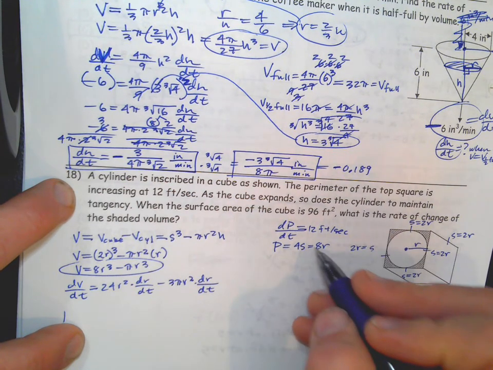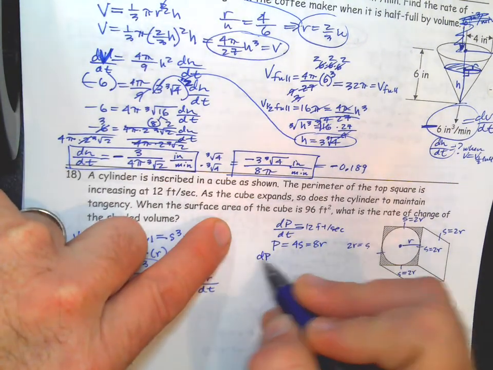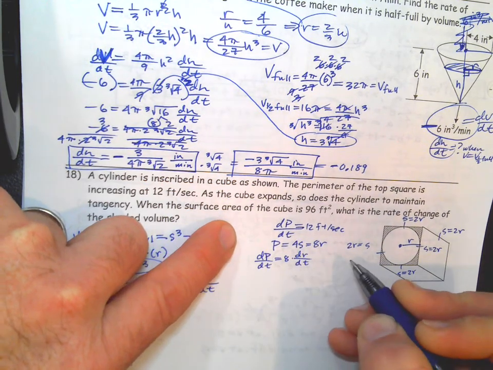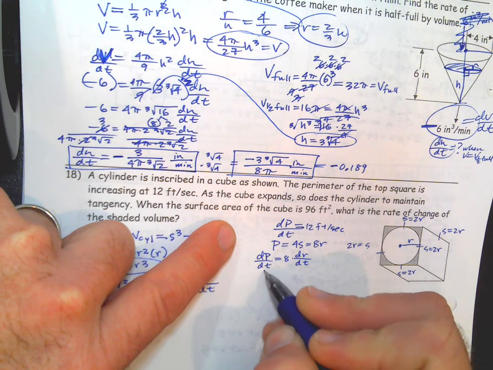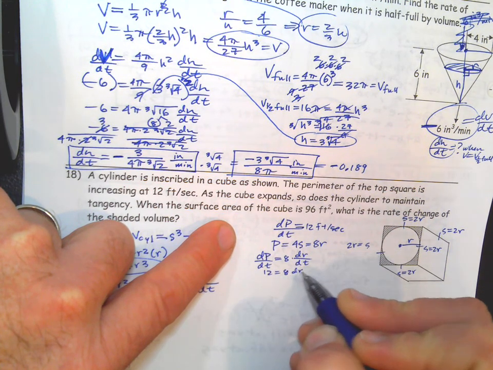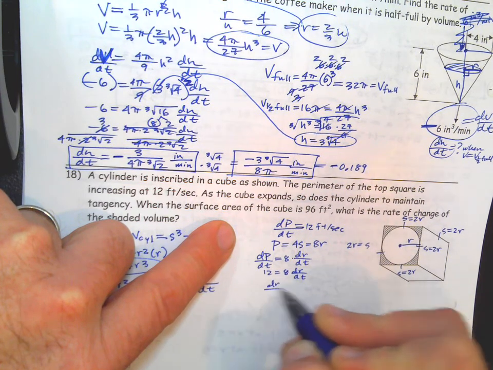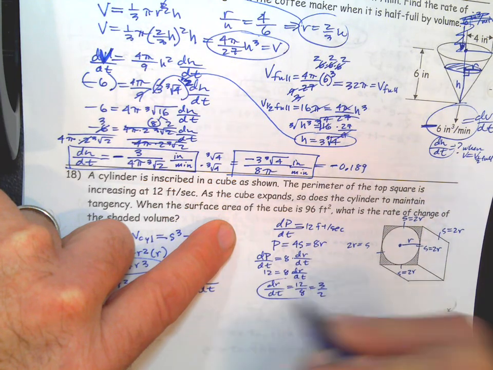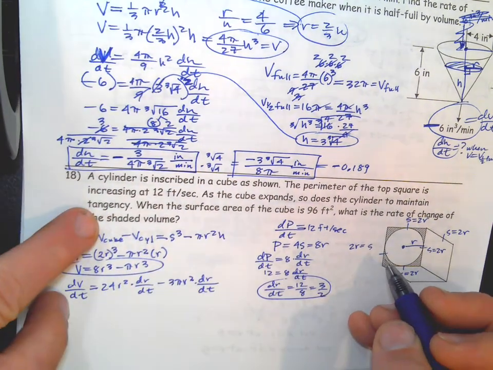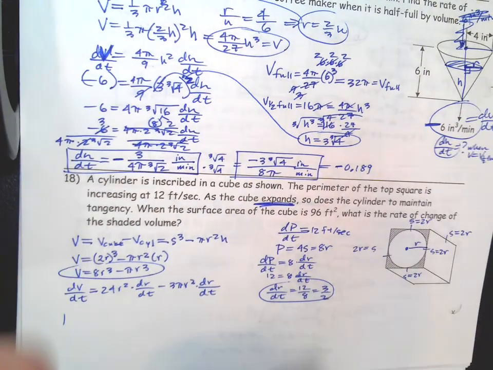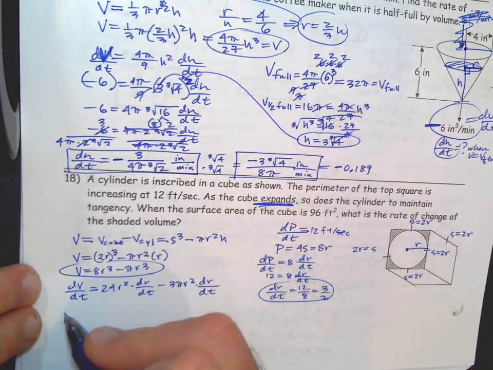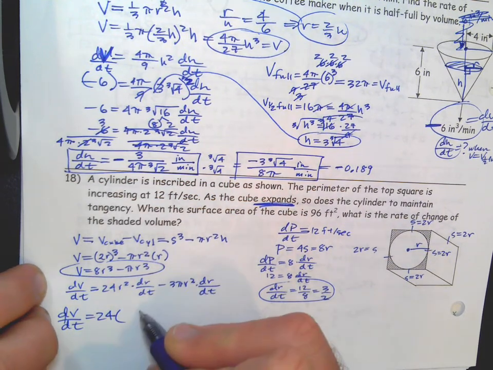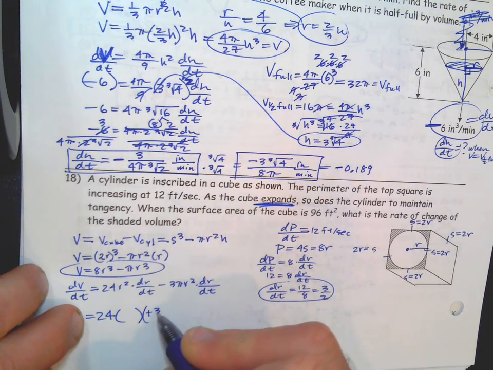So I think we're going to get dr/dt from this. If we take the derivative, dP/dt equals 8 dr/dt, and we know dP/dt is 12, right? So then dr/dt equals 12 over 8, 3 halves. So that's dr/dt. And it says it expands. So everything's positive. Everything's getting bigger. So dr/dt is positive 3 halves.